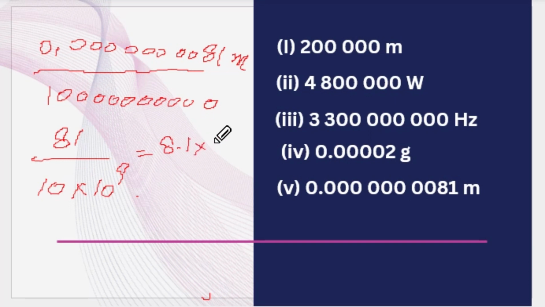So we know that 10 to the power negative 9 has a prefix. In place of 10 to the power negative 9, we will use the small n, which is nano, the prefix for 10 to the power negative 9, and we will also write the meter for it. So this small number can be written as 8.1 nanometer.